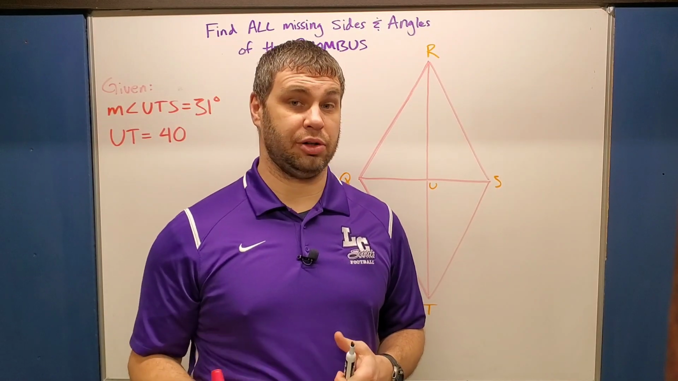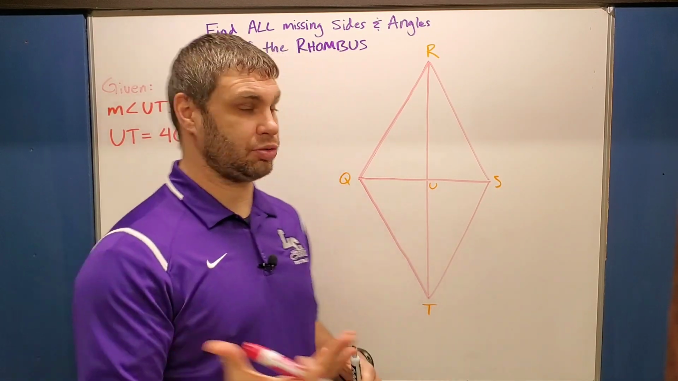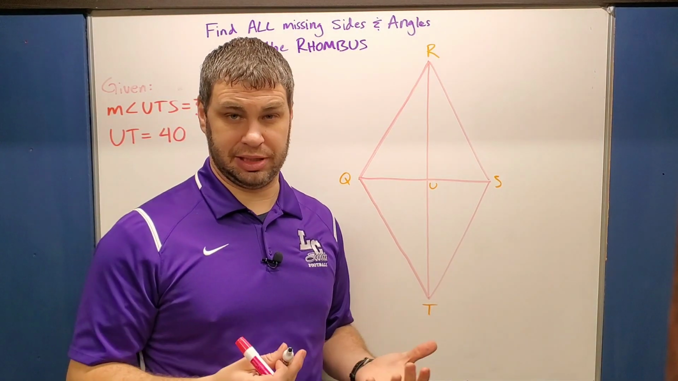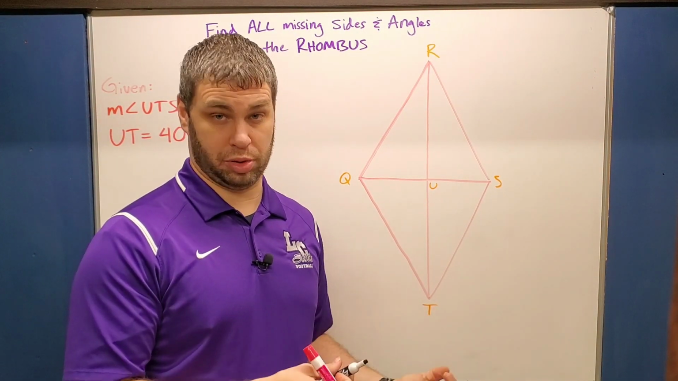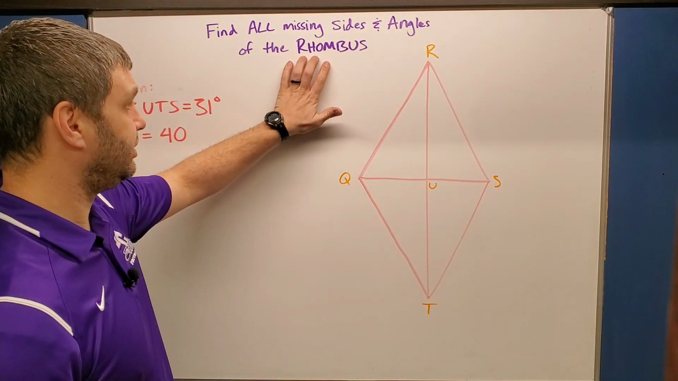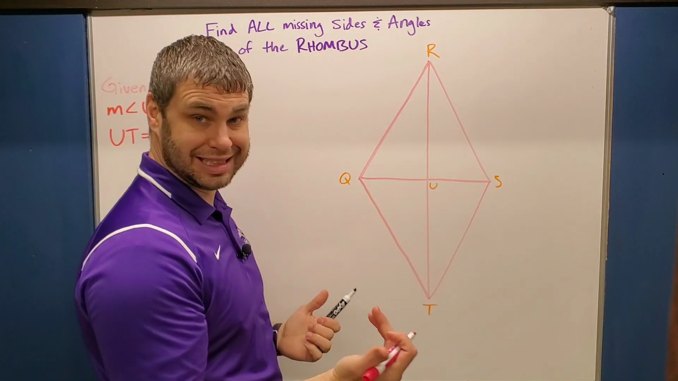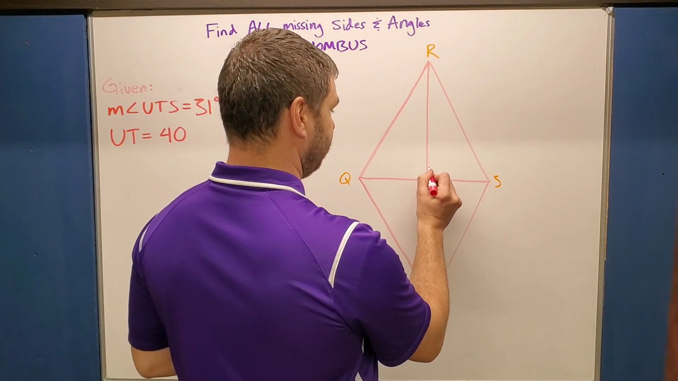In this problem, we're asked to find all the missing sides and angles of this rhombus behind me. And when it comes to finding all the missing sides and angles of something, you always want to remember what shape you are working with. In this case, a rhombus, we have to use properties like all the diagonals are going to cross at a 90-degree angle. So you can actually throw that in right now.